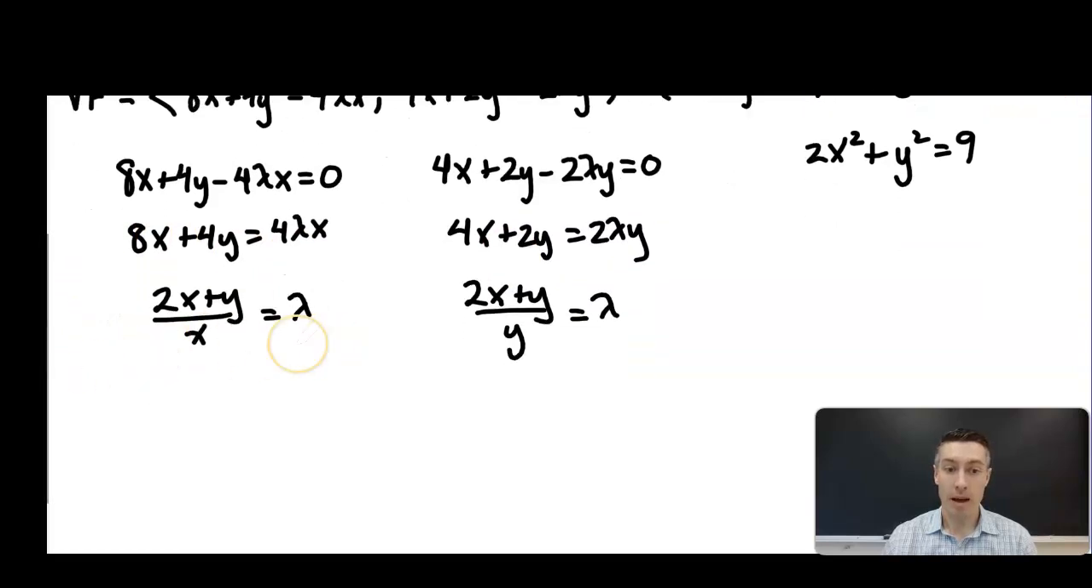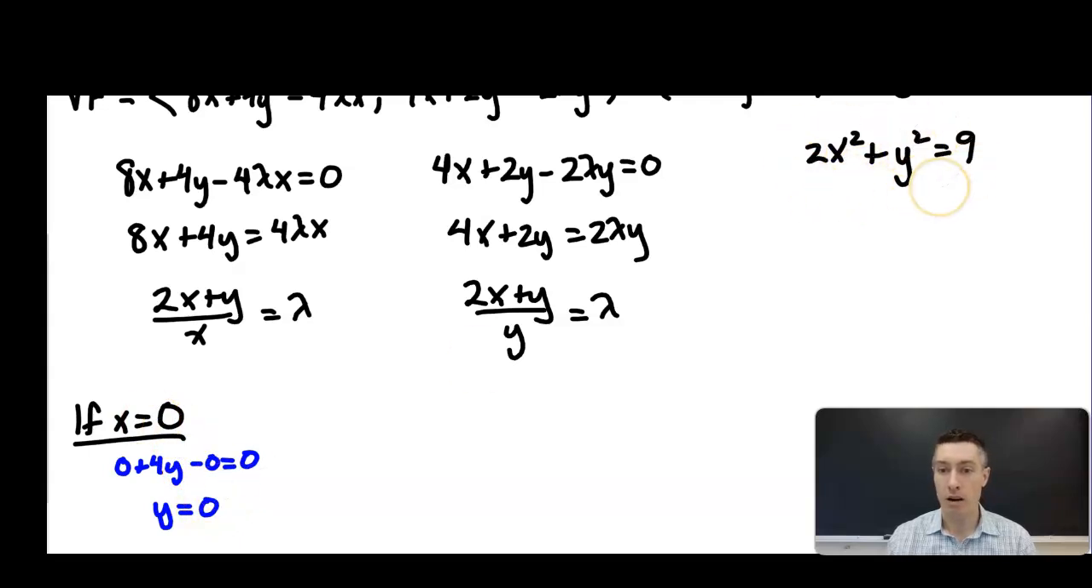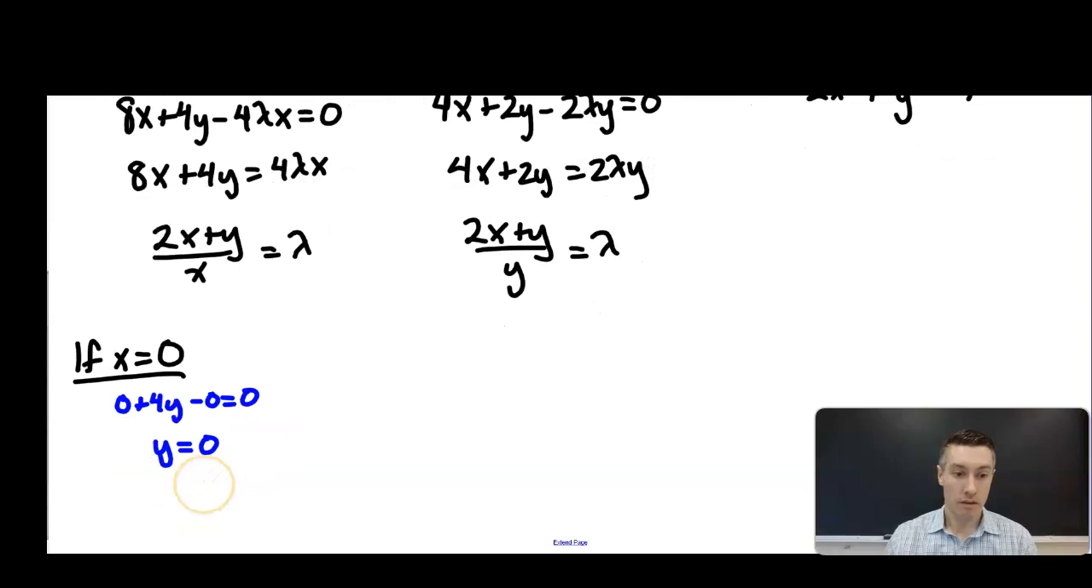So again, we divided by variables, so just a brief check. If x were to be 0, let's go into this first equation. That would mean we'd have 0 plus 4y minus 0 equals 0. That means y would have to be 0. But if we took the critical point 0, 0 and tried it in the constraint curve, 0, 0 is not on the constraint. Okay, so no good. x can't be 0.